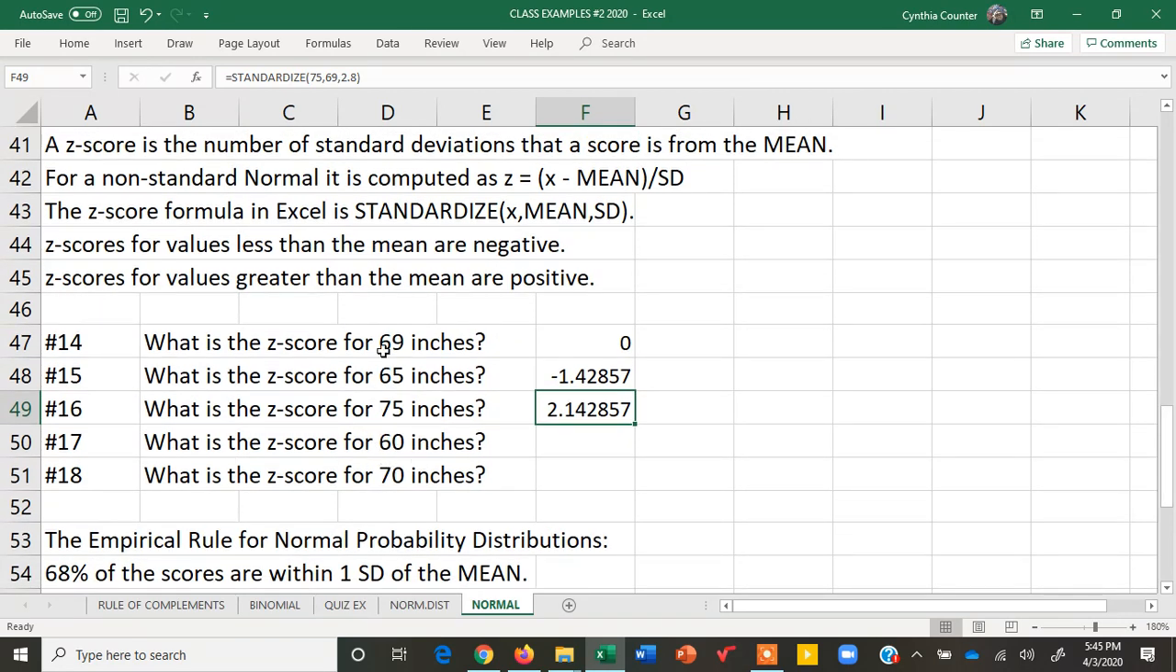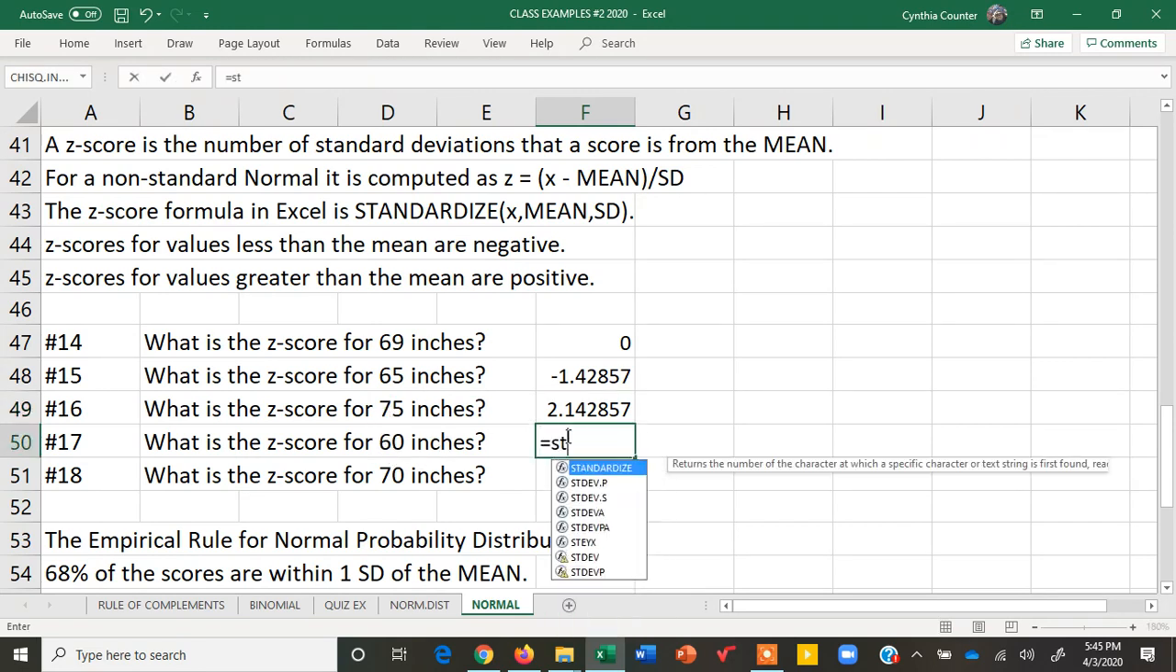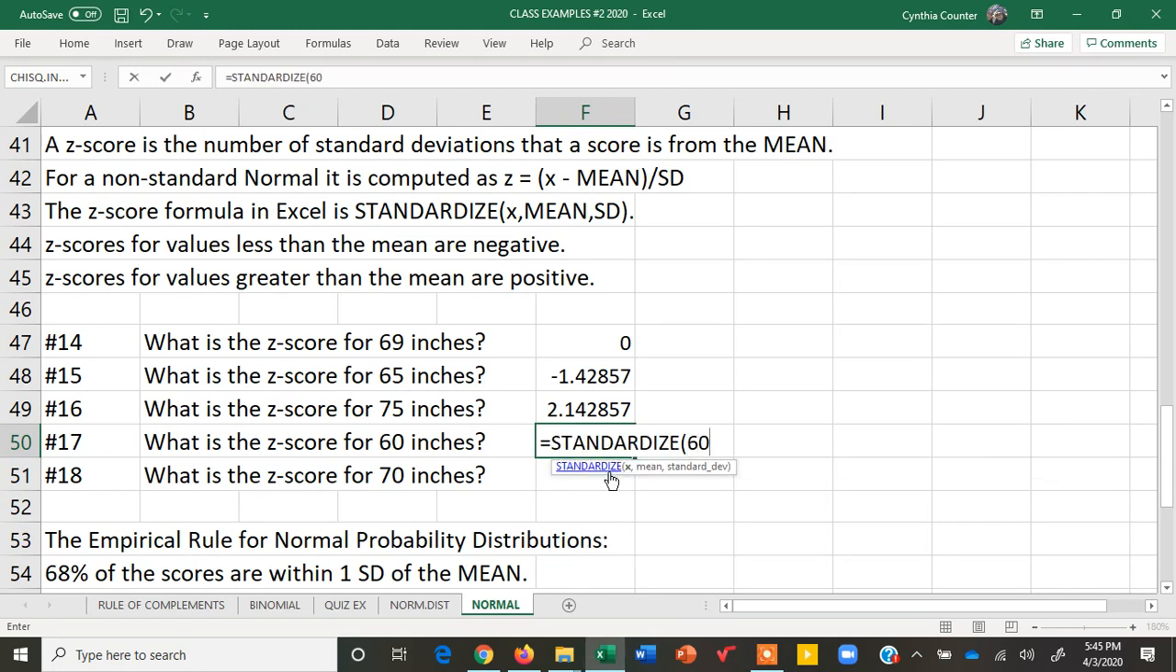60 inches is also smaller than the mean, so this will also have a negative z-score because it is below the mean. So we go equals STANDARDIZE 60, comma, 69, comma, 2.8, close the parentheses, negative 3.21. This is 3.21 standard deviations below the mean. Finally, let's do the 70 inches, STANDARDIZE 70, comma, 69, comma, 2.8, close parentheses, boom. Notice that's only 1 inch away. That is only 0.357 standard deviations away from the mean.